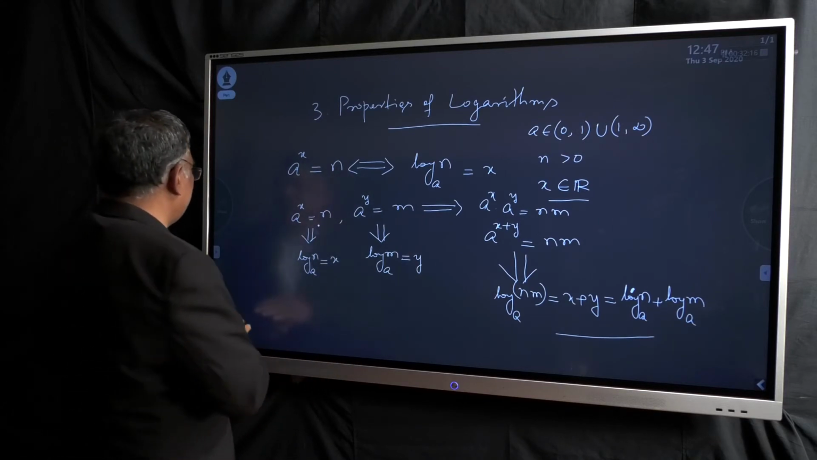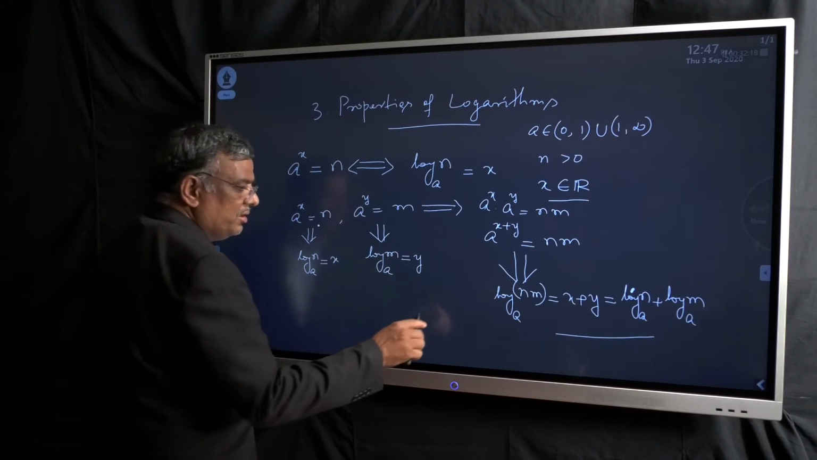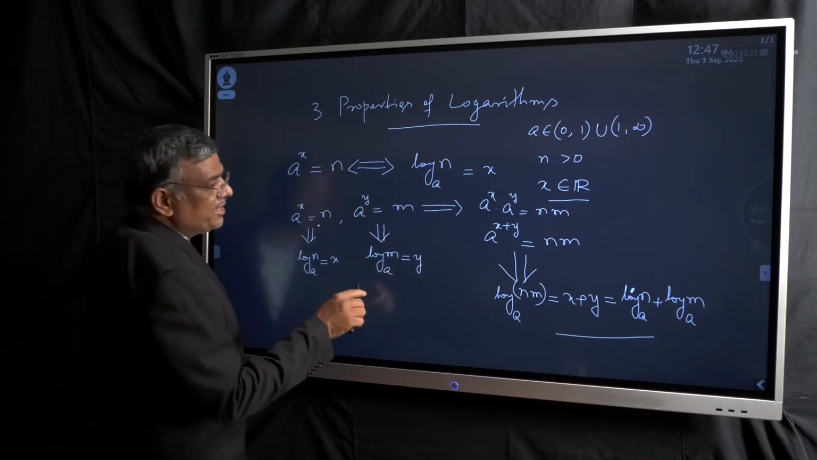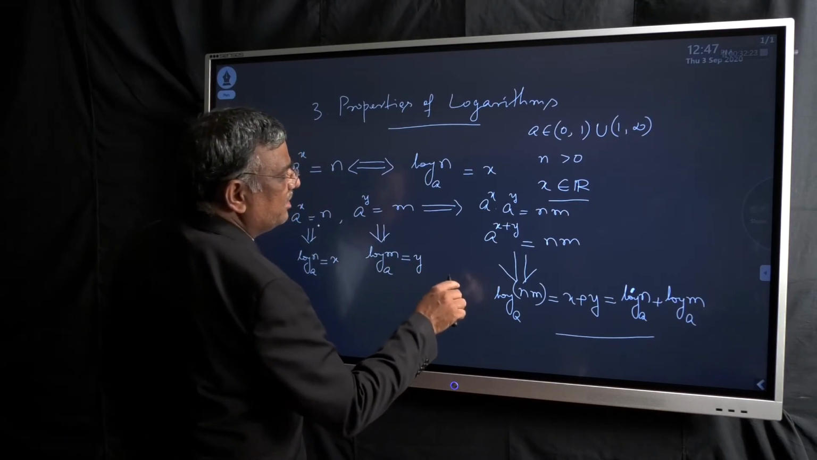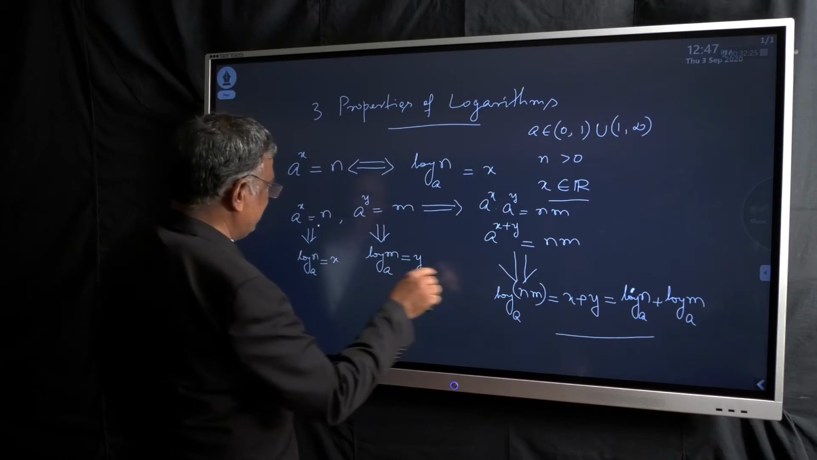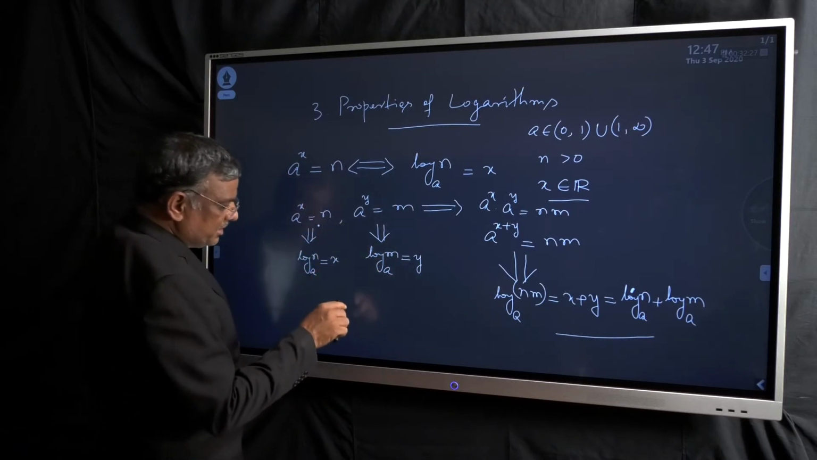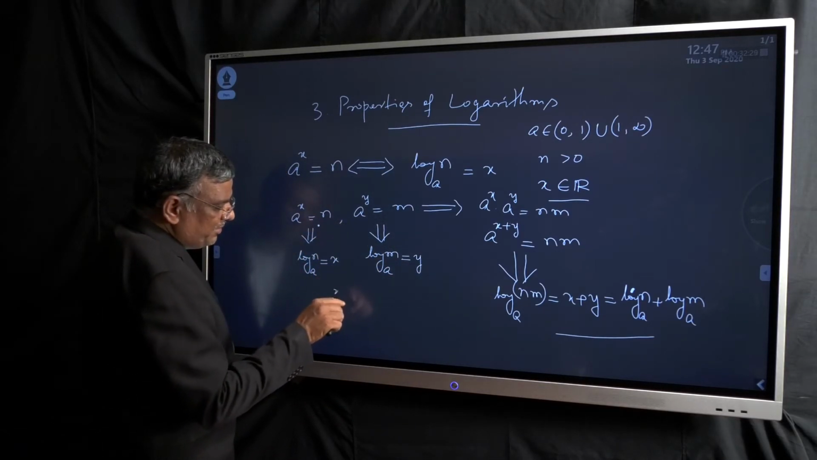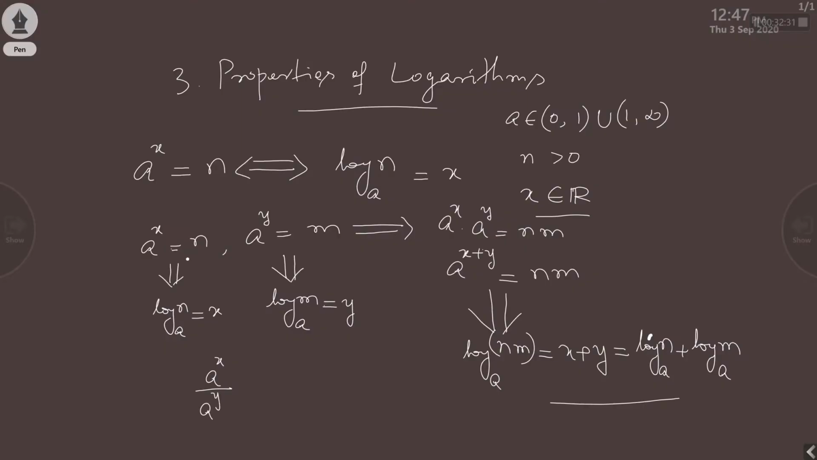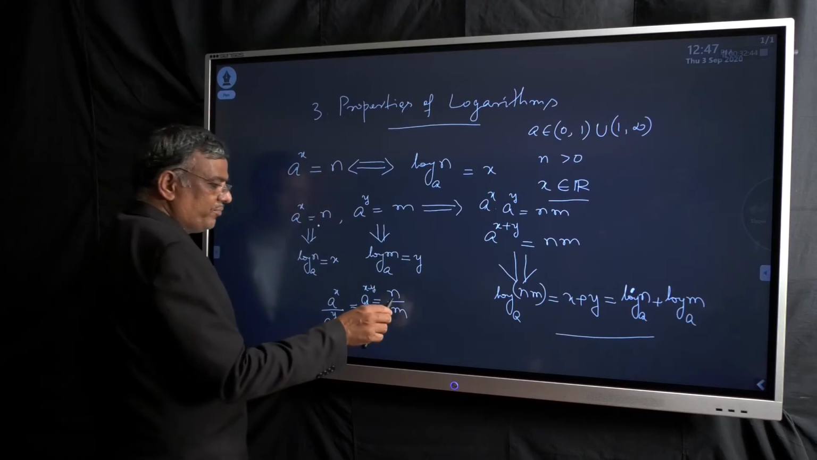So let us see the next part. Same thing here: if I divide a power x by a power y, that is equal to n by m, but a power x by a power y is a power x minus y.